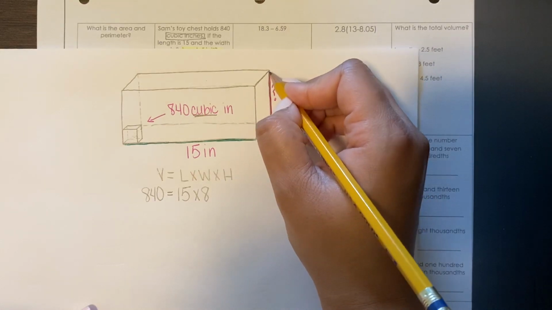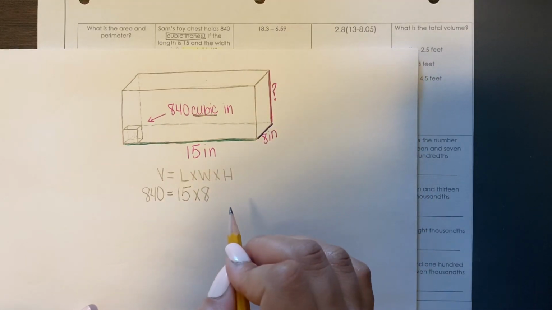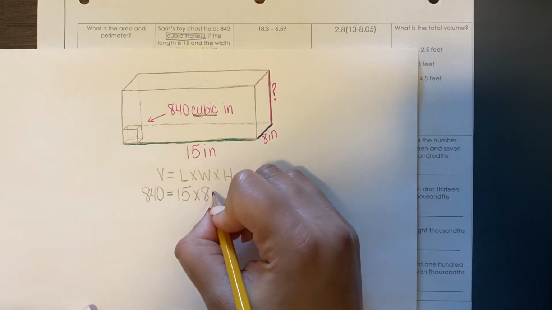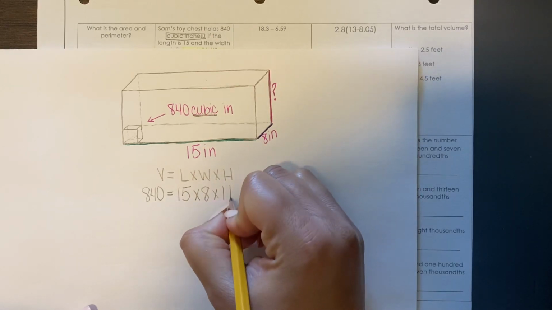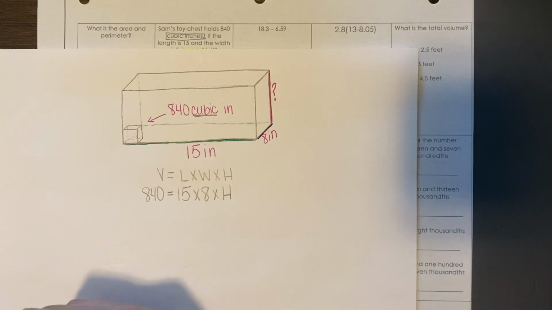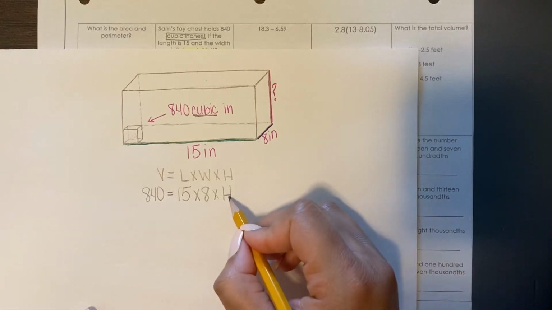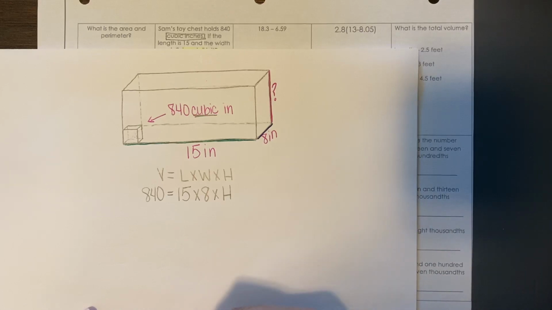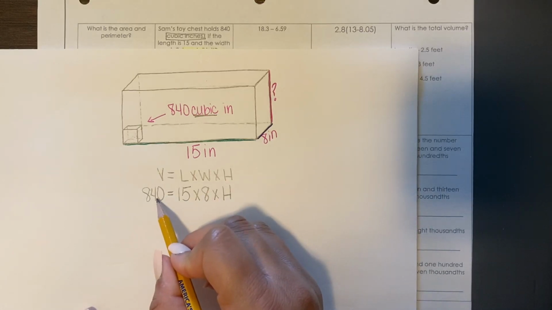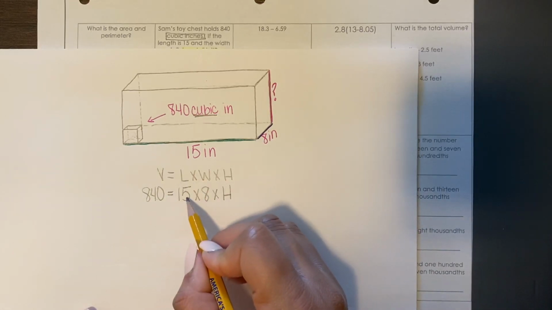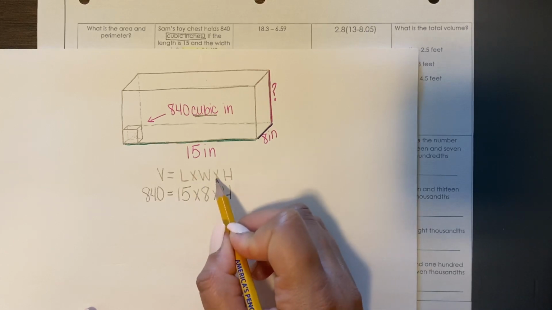When we talk about how tall something is, we're talking about the height. We want to know the height. That's what we're trying to find out. So any unknown value, we're just going to use a letter. In this case, since we're talking about height, I'm going to go ahead and use the H in the formula. So volume, 840, equals length, 15 times width, 8 times height.